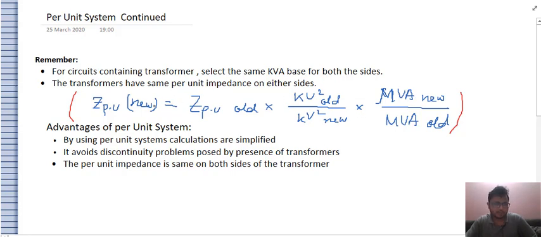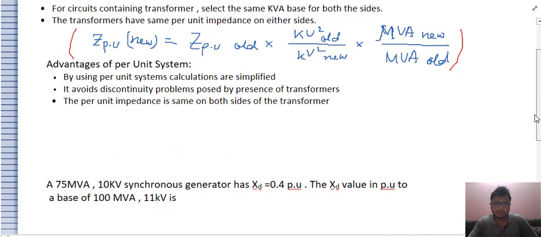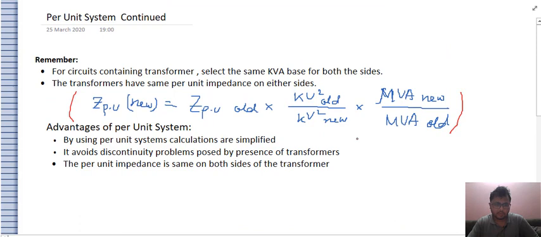All right, now see the advantages of the per unit system. Number one, by using the per unit system, calculations are simplified, because big calculations become very small. Number two, it avoids discontinuity problems posed by the presence of a transformer.